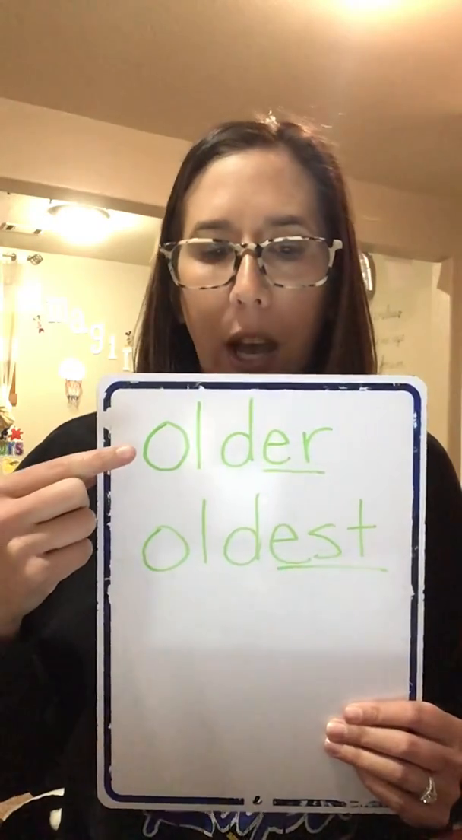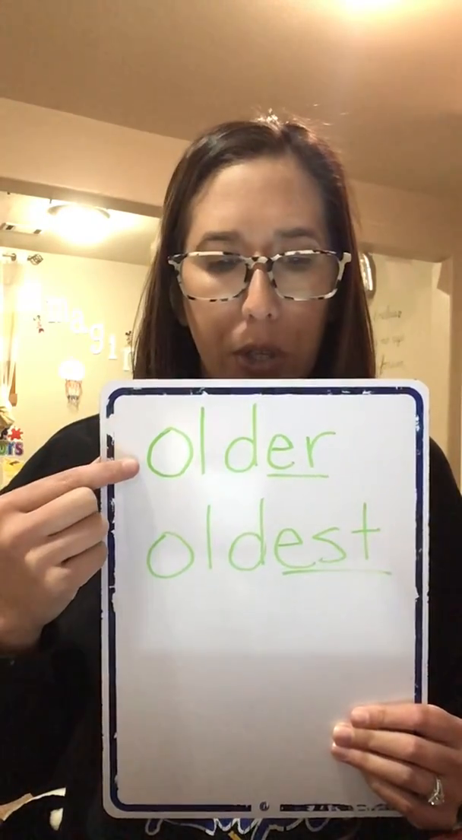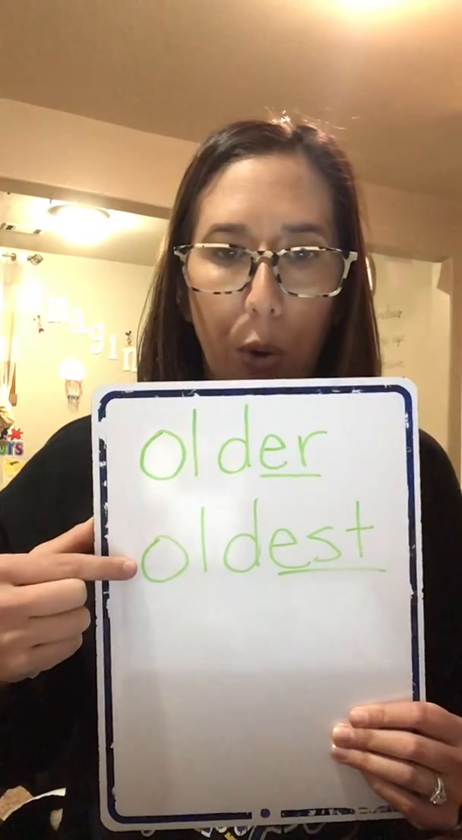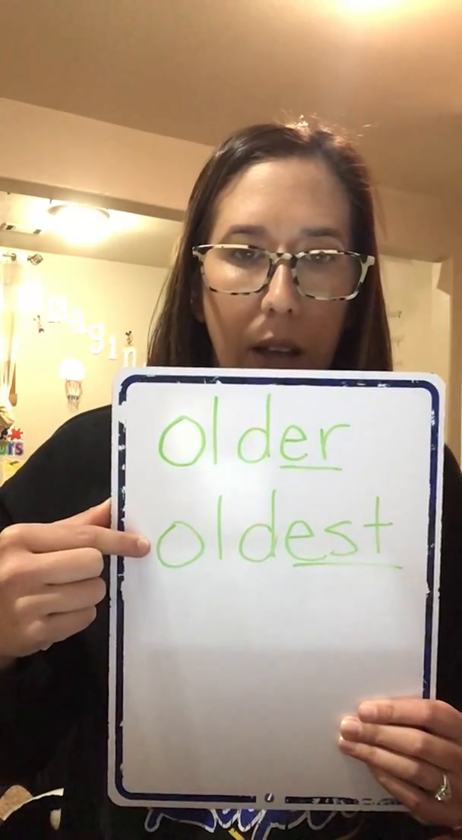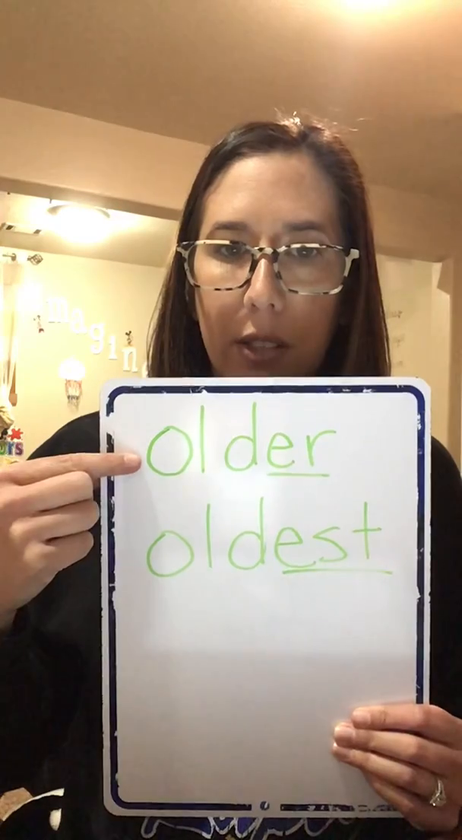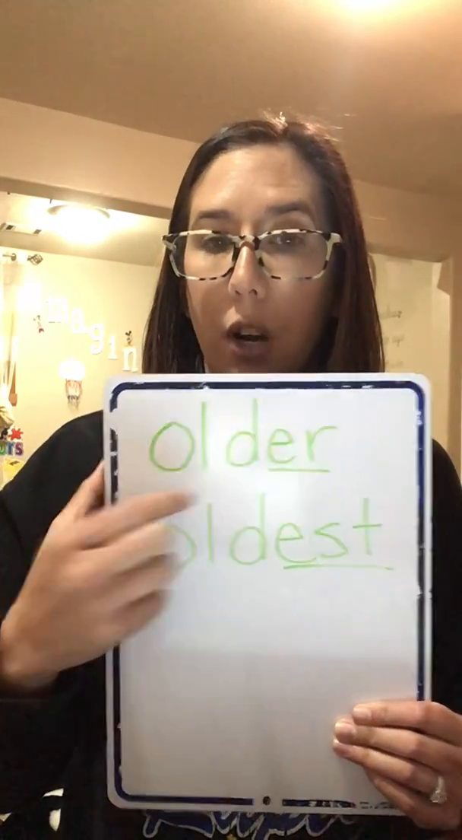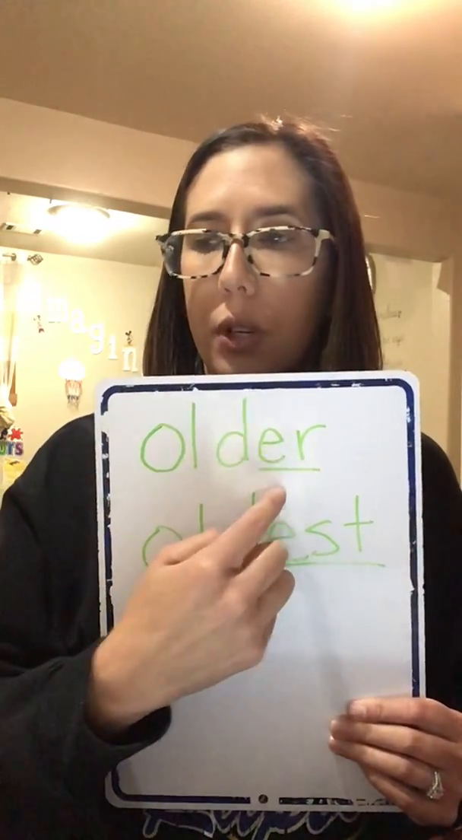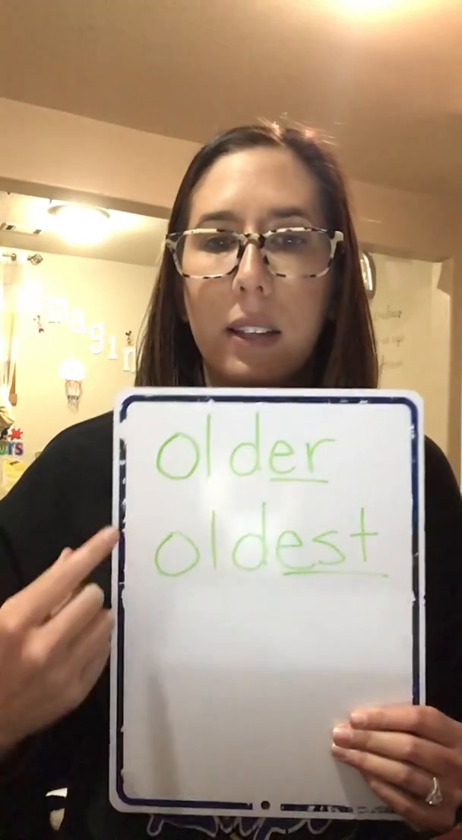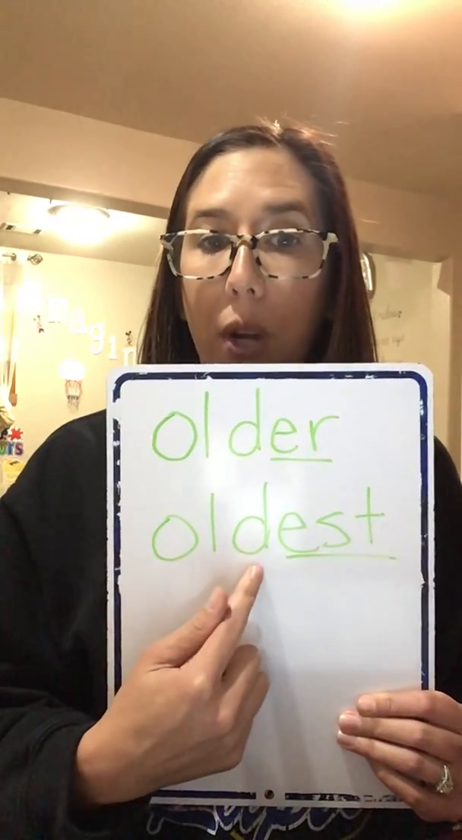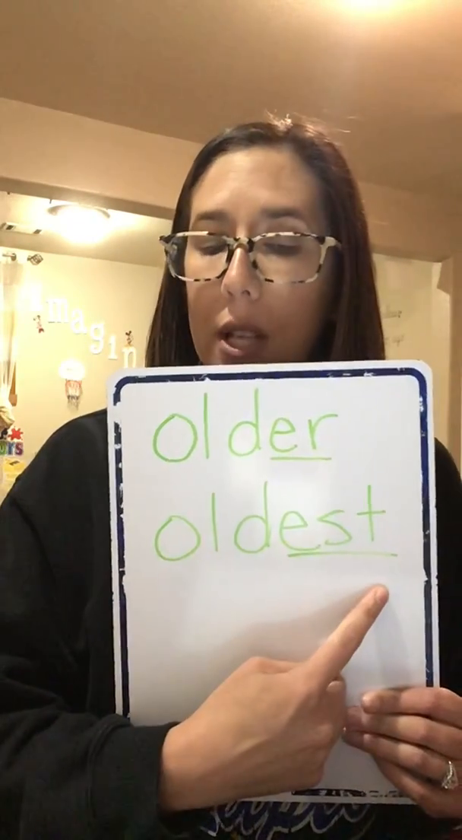Okay, so if I wanted to change older and oldest, I could say, how old are you? I am older than you. Or I can say, how old are you? I'm the oldest in the class. Okay? So we are going to be working with words that have ER and EST at the end.